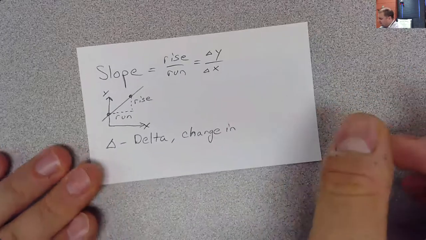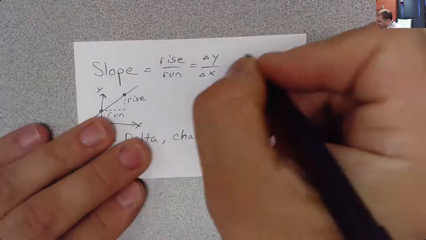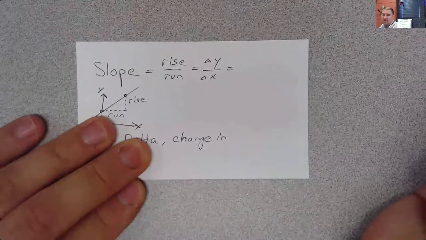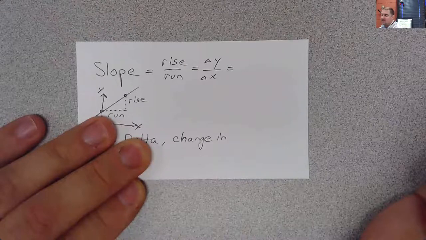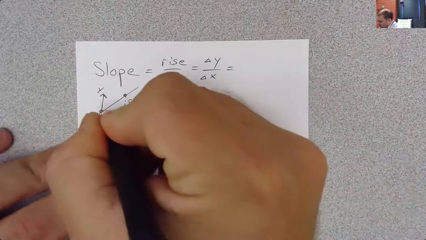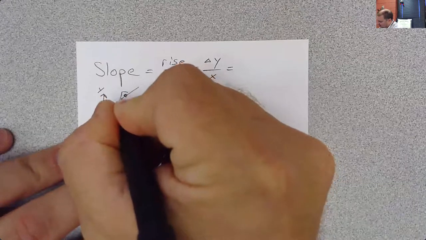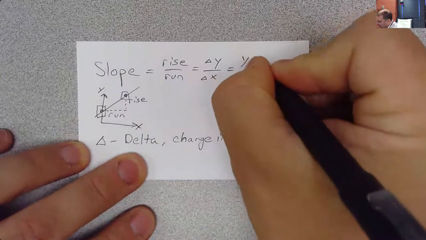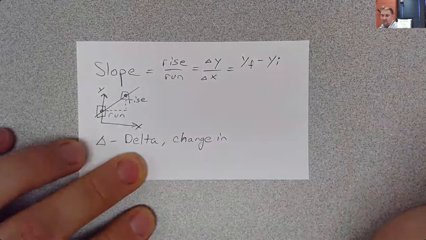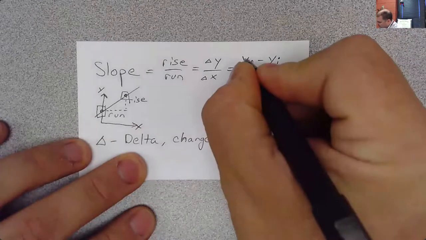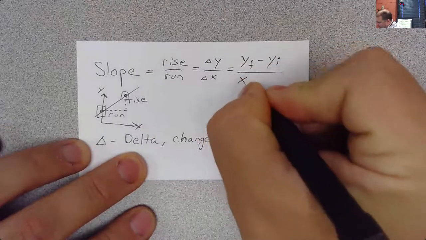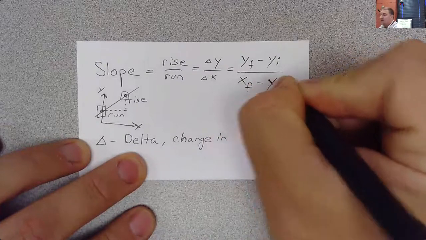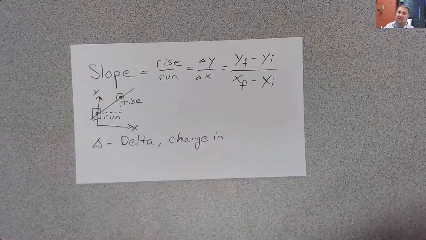Now you could rewrite the delta y over delta x. You could use numbers in the places of the y's and the x's. You could also use subscripts like i's and f's. So delta y is always going to be the final y minus the initial y. So y final minus y initial is one way you could write that. And then the same would be true for x. So the final x minus the initial x, okay?